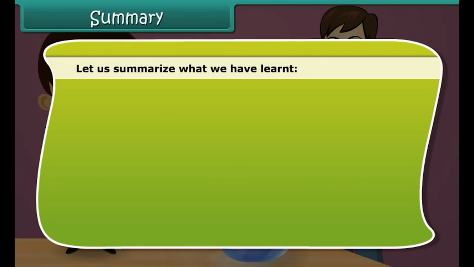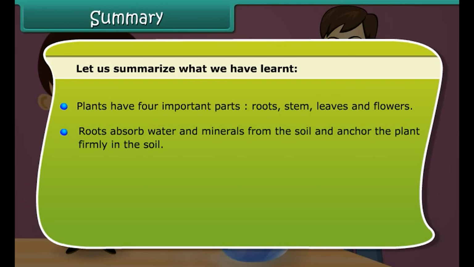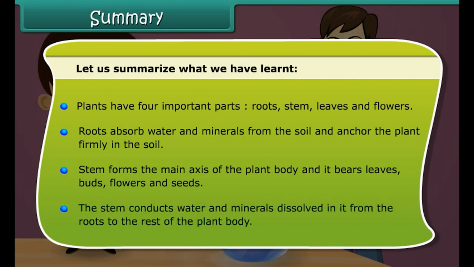Let us summarize what we have learned. Plants have four important parts: roots, stem, leaves, and flowers. Roots absorb water and minerals from the soil and anchor the plant firmly in the soil. Stem forms the main axis of the plant body, and it bears leaves, buds, flowers, and seeds. The stem conducts water and minerals dissolved in it from the roots to the rest of the plant body.